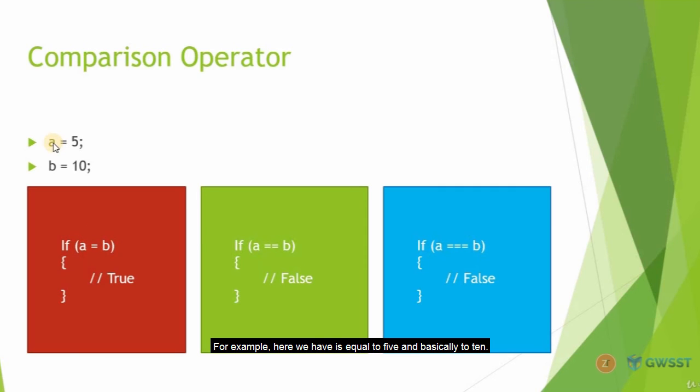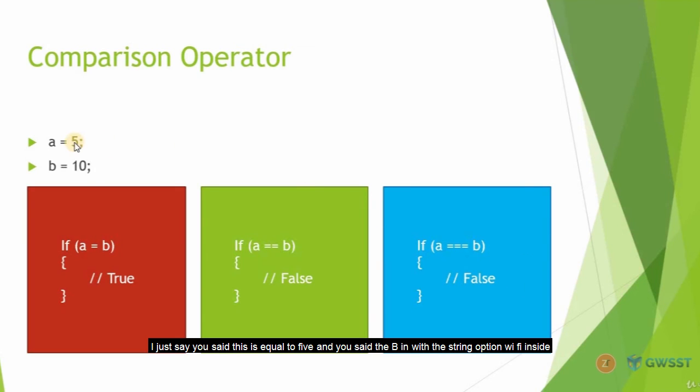For example, here we have a is equals to 5 and b is equals to 10. When we compare this, use the double equal to sign, a is equals to b, obviously the answer will be false because a is not equal to b. We have another operator with a triple equal to sign. So basically we are checking whether a is equals to b. So here, yes, it is going to be false because a is not equal to b.